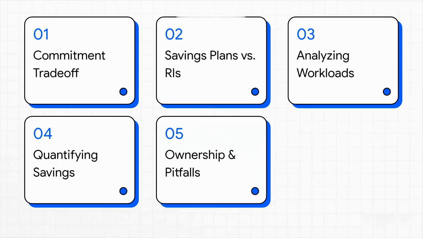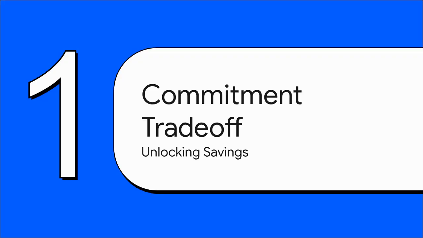So here's our game plan. We'll start with a big idea, the fundamental trade-off you need to understand. Then we'll get into the nitty-gritty, comparing the two main tools for the job, savings plans and reserved instances. After that, we're going to get super practical and talk about how to analyze your own stuff to find where the savings are hiding. We'll even run the numbers so you can see the real-world impact. And finally, we'll wrap up by talking about who should own this and how to avoid some really common and costly mistakes.